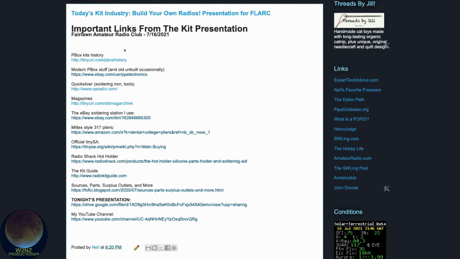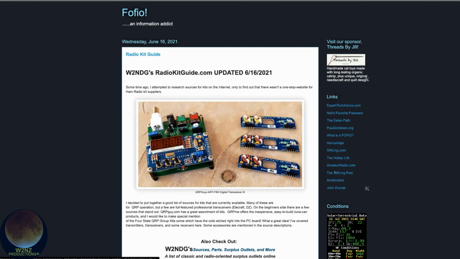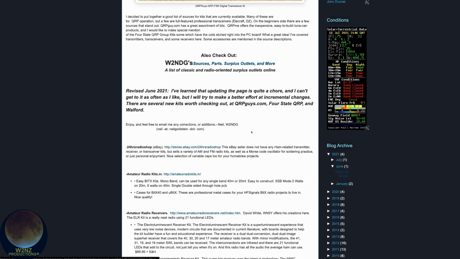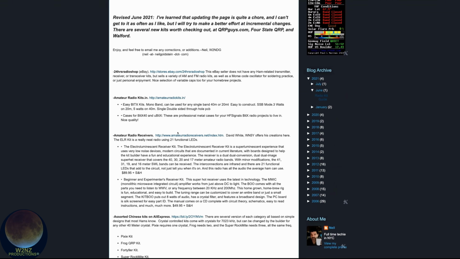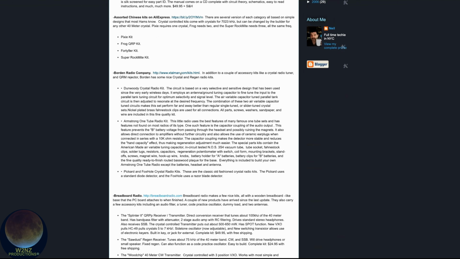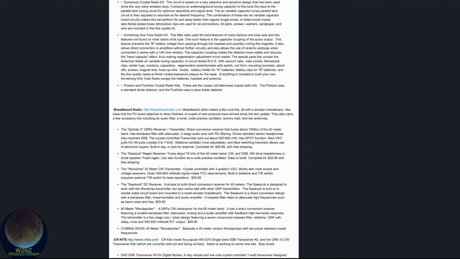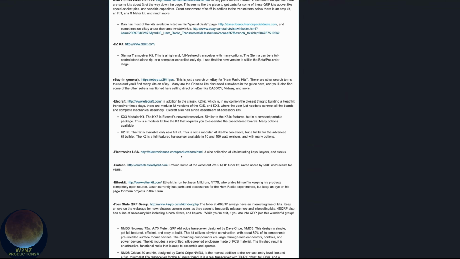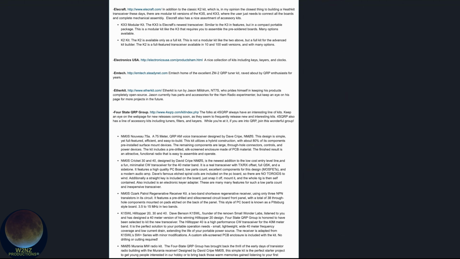The kit guide, which is here, is simply a post on that same blog. And you can see there's a picture of the digital radio. As you scroll through here, you'll see each company has an entry and a link. There's plenty of them that I didn't talk about tonight, but there's plenty of them that I did.